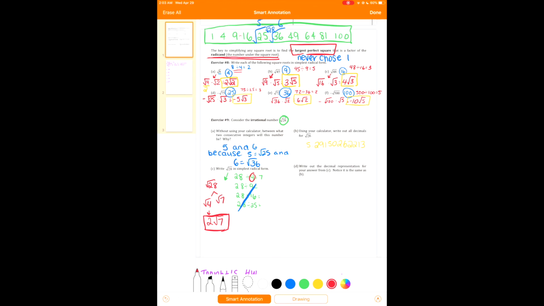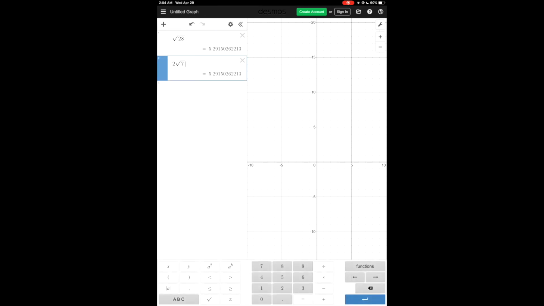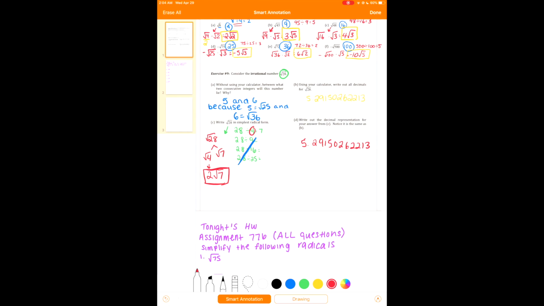And then you're going to write out the decimal representation for your answer from C, 2 radical 7. So I'm going to do that now. And if you notice, my answers are identical for both of these when you plug them in. And that's how you know you simplified it correctly.